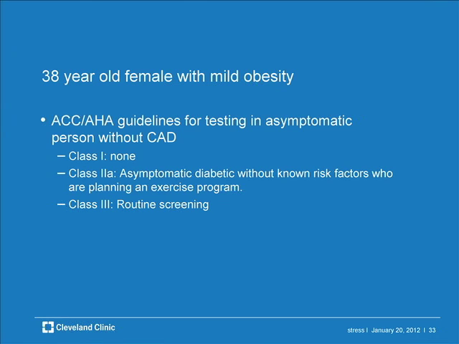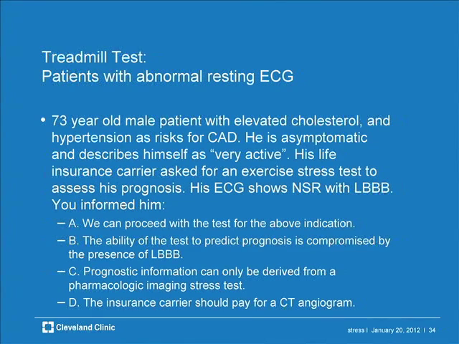Now, they make an exception for diabetic patients with known risk factors who are planning to start an exercise program. For routine screening, it's actually a class 3 and it's not recommended. The next one is a 73-year-old male patient with elevated cholesterol, hypertension as risk factors for CAD. So he has age, cholesterol, hypertension, asymptomatic, describes himself as very active. His life insurance asked for an exercise stress test to assess his prognosis.